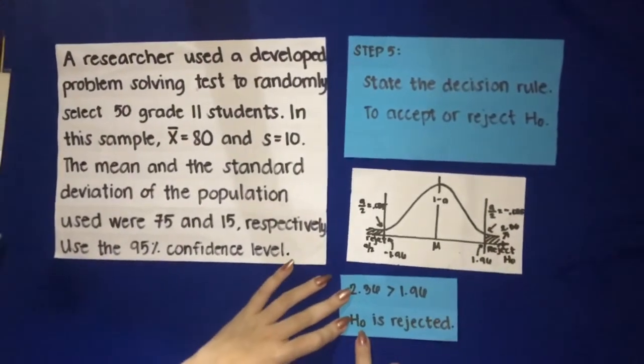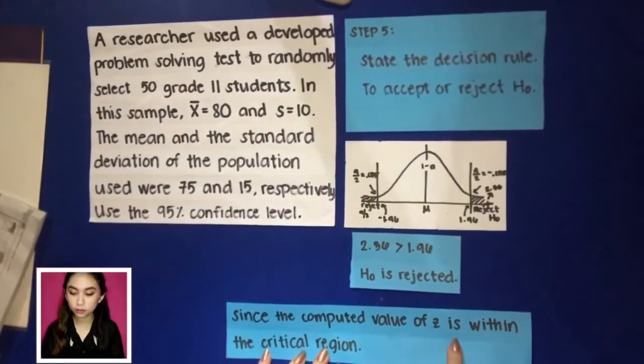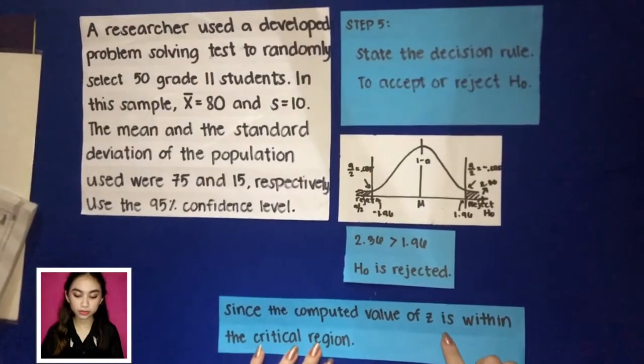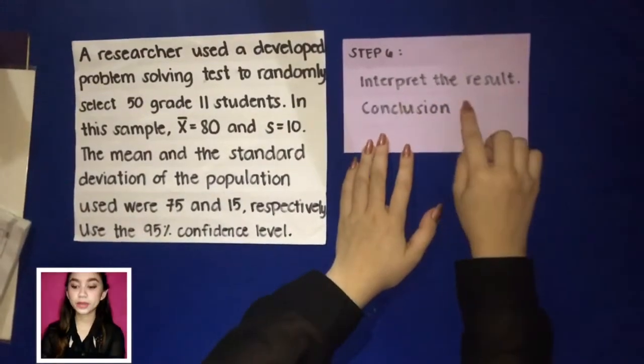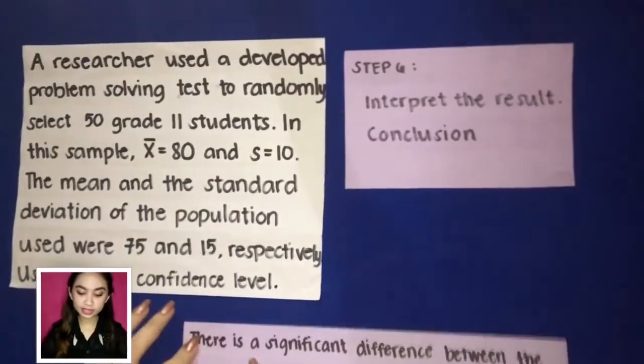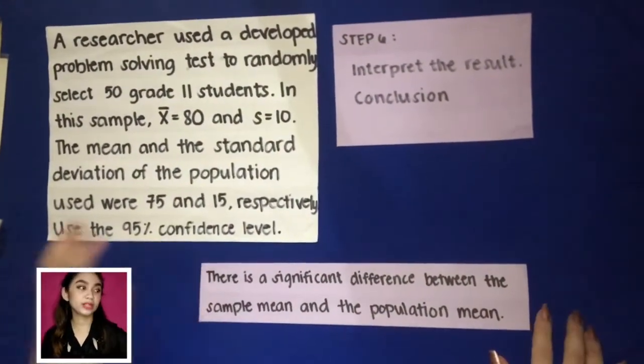So our null hypothesis is rejected, since the computed value of z, which is 2.36, is within the critical region. Step 6 is to interpret the result. There is a significant difference between the sample mean and the population mean.